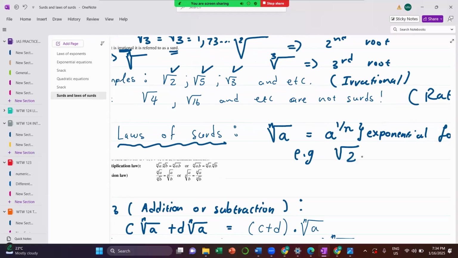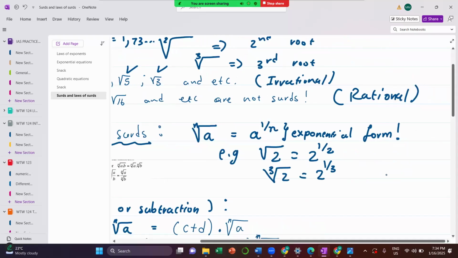So for example, if I have the square root of 2, it's actually 2 to the exponent of 1 over 2. If I have the cube root of 2, it's actually 2 to the exponent of 1 over 3.